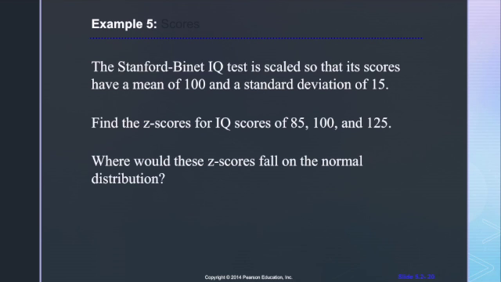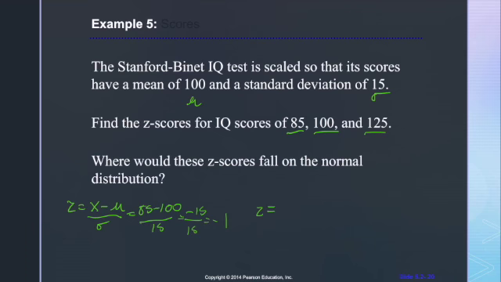So an IQ test is scaled so that its scores have a mean of 100 and a standard deviation of 15. Let's find the Z-score, the number of standard deviations these data values of 85, 100, and 125 are above or below the mean. So Z equals X minus mu over standard deviation. The Z-score for 85 would be 85 minus 100 over 15. That gives me negative 15 over positive 15, so I have negative 1. This value on the normal distribution would fall below the mean.